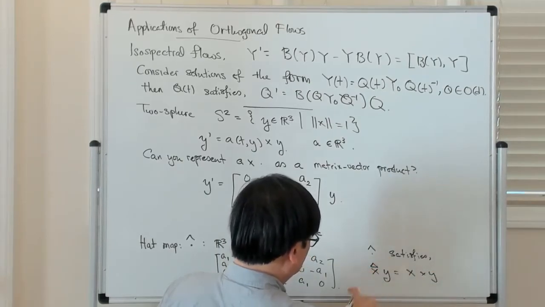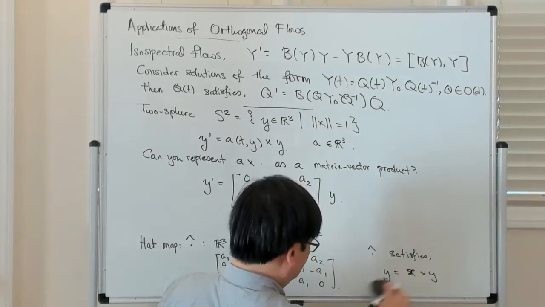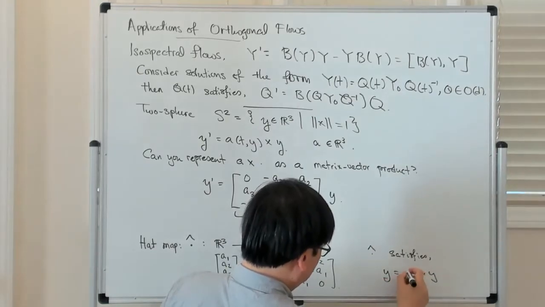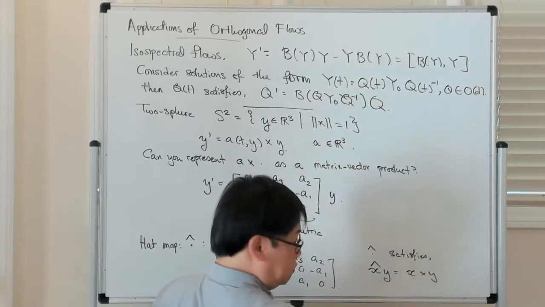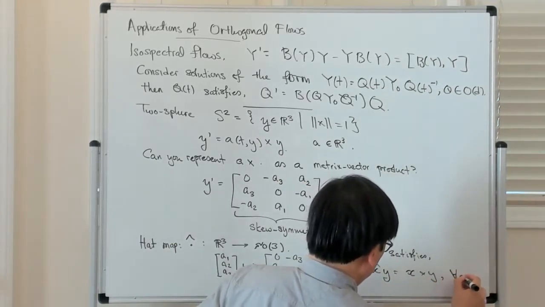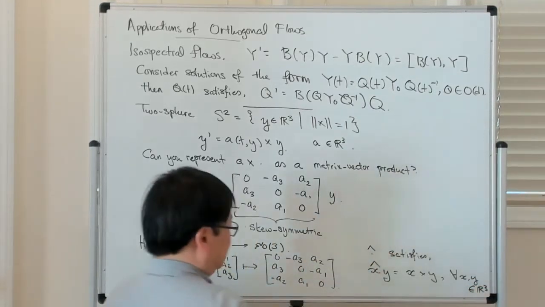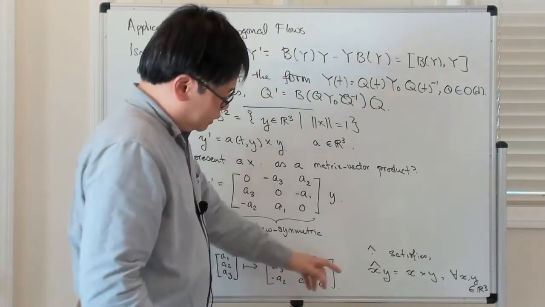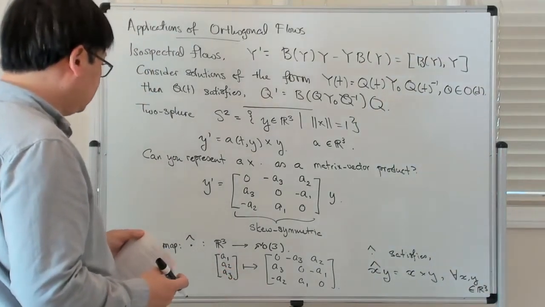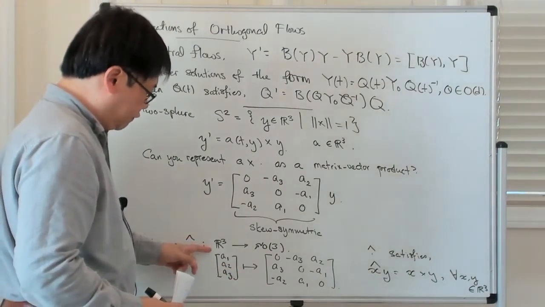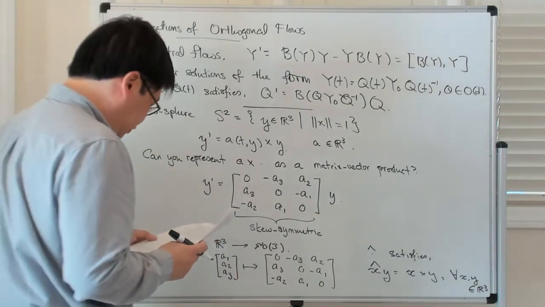Let me just write x in a slightly more obvious way. So x hat times y is x cross y, and you want this to be true for all x and y in R3. This turns out to uniquely define this map, and it identifies 3-vectors with 3 by 3 skew symmetric matrices.